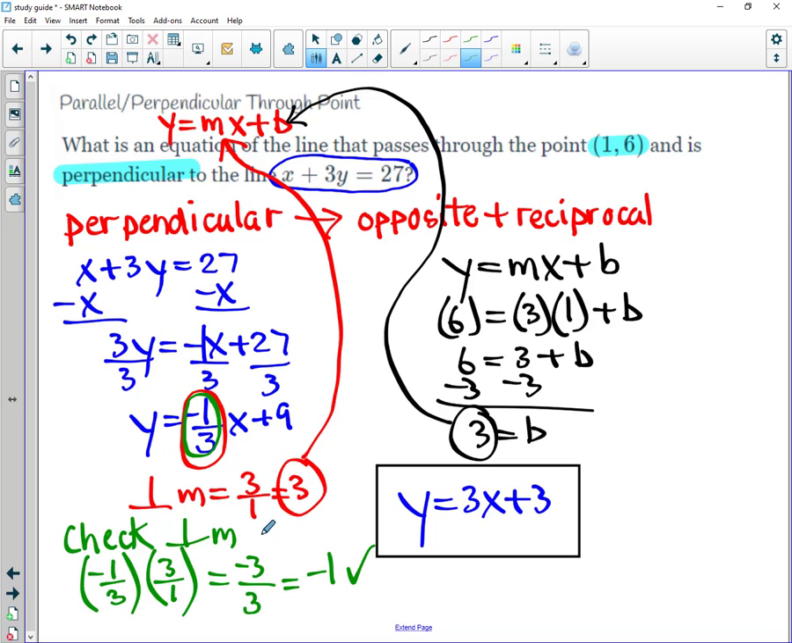So that might be a way to avoid messing up the opposite reciprocal: multiplying your two slopes together to make sure you get -1. Again, this is not necessary. This is just a check, a strategy to make sure you're doing it correctly.